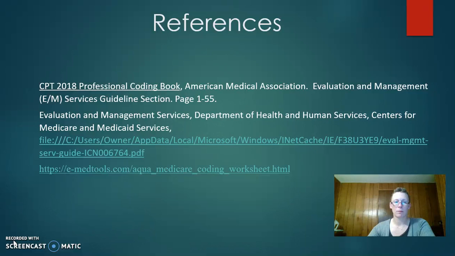This table will help give you a guideline on medical decision making. As you can see, straightforward, everything is minimal. Low complexity, limited and low. Moderate complexity, multiple, moderate, moderate. High complexity. Again, that's your potential life, limb, neurological issues. Extensive number of diagnoses or management options. Extensive amount or complexity of data to be reviewed. And a high risk of significant complications, morbidity, and or mortality.